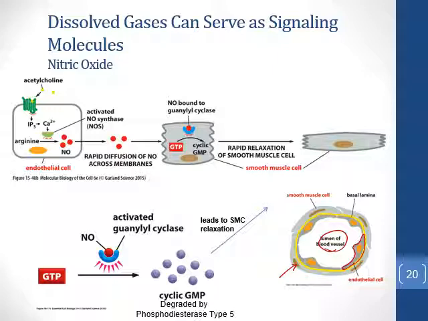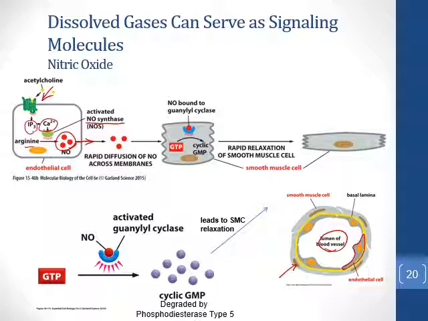Here's acetylcholine binding to the acetylcholine receptor right here. We're going to induce a sequence of events that's going to lead to the production of inositol triphosphate. We'll get to this pathway later on. Then the release of calcium from the sarcoplasmic reticulum, and the activation of an enzyme called nitric oxide synthase, which converts arginine into nitric oxide. The nitric oxide diffuses across the membrane, as we know that it can do because it's such a small molecule.